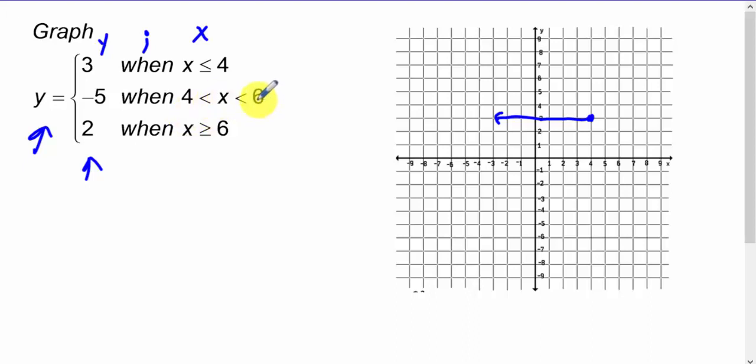Greater than 4, less than 6, non-inclusive. Y's got to equal negative 5. So greater than 4 and less than 6, y equals negative 5. Sorry about that. Negative 5. And we go all the way till we get to 6, not including on either one, so open circle. Finally, y equals 2 when x is greater than or equal to 6. So here's the value of 2 at 6. Fill in the dot, go to the right. Problem done.